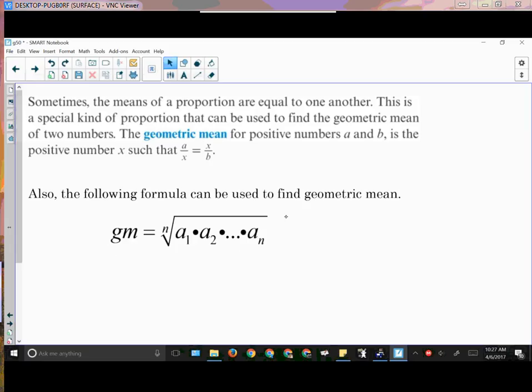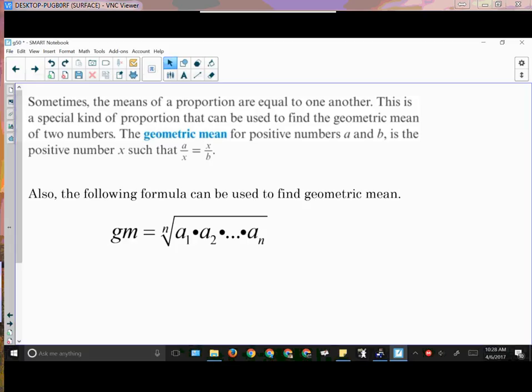Now, there is also another formula that extends this out. This is the formula for the geometric mean. You take the nth root of how many numbers are multiplied together. So if I've got two numbers multiplied together, we take the square root of them. If I have three numbers multiplied together, I take the third root of them. If I have four numbers multiplied together, I take the fourth root of them. It's not that bad. It's just how the formula works.